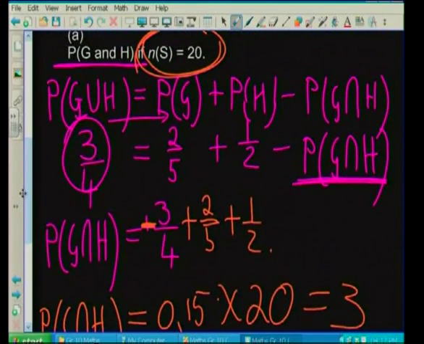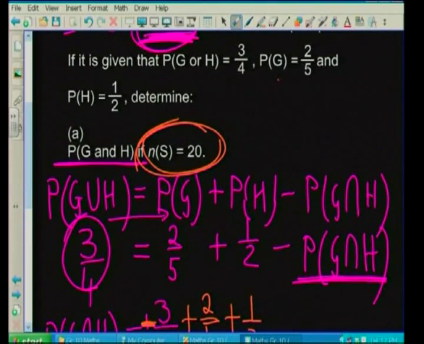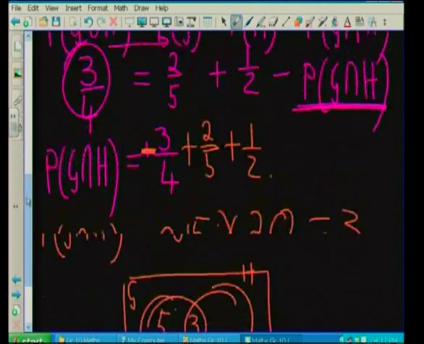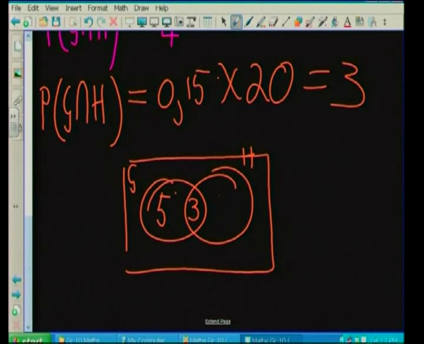Furthermore, I was told that half are in H rather. So what I can now do is I can say 0,5 or a half multiplied by my sample size of 20 gives me 10. However, there are already 3 in the intersection, so this would be 7. So looking at this Venn diagram, I've just reconstructed it. 5, 3, and 7, my sample size, of course, is 20. So that means that I have another 5 elements floating around outside.